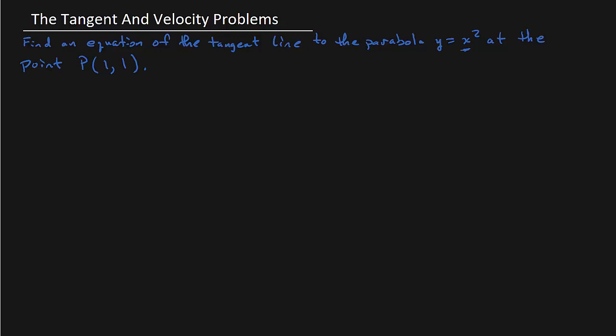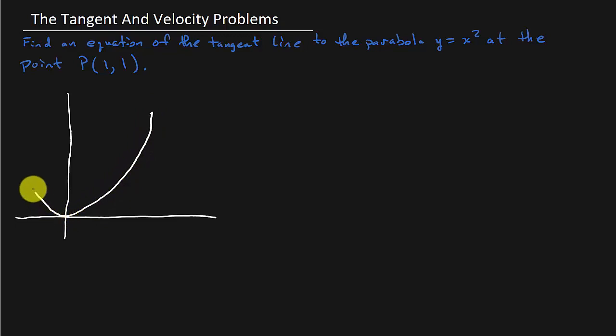So let's find an equation of the tangent line to the parabola y equals x squared at the point 1, 1. All right. So we've got the point 1, 1, and we want to find a tangent line at that point on this curve y equals x squared. Well, let's sketch a graph. So if we graph this thing, it's going to look something like this.